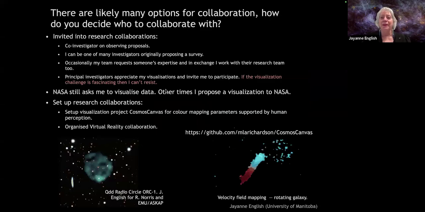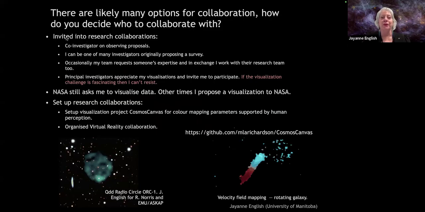So the breakfast group asked, there are likely many options for collaboration. How do you decide who to collaborate with? So an overview is that I'm invited into research collaborations. NASA asks me to visualize data, and I set up research collaborations.